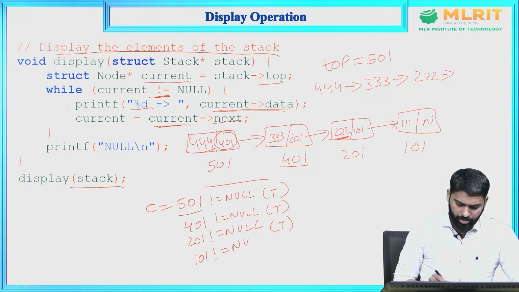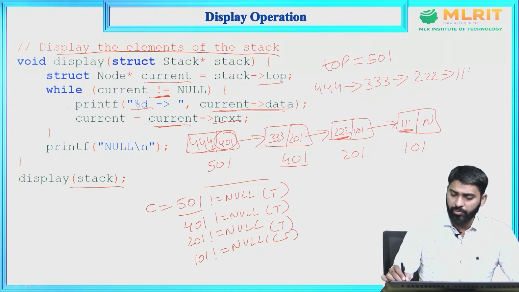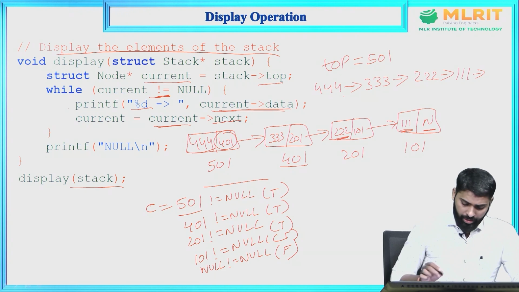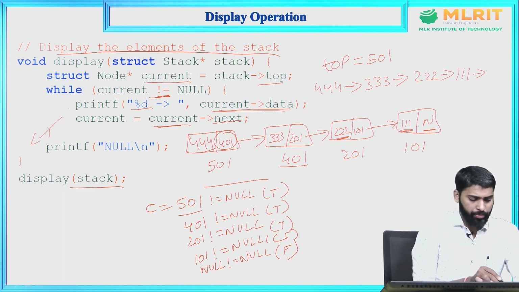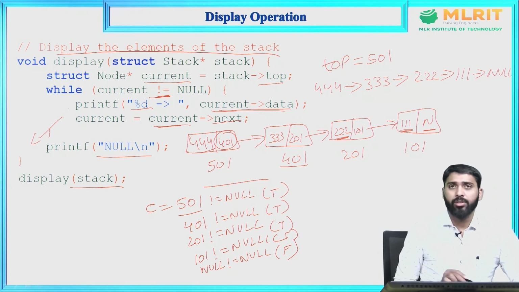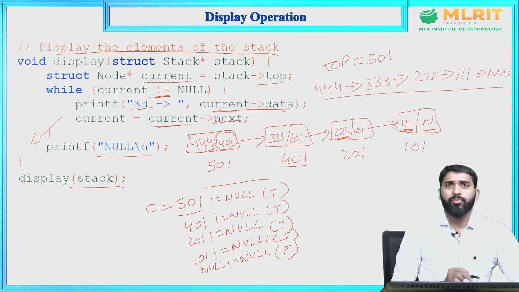101 not equals null, it is true. So again print the data in 101, that is 111. So next update current with 101 arrow next, that is null here. So null not equals null is false. So now we terminate the loop, okay, and print null here. That's it. So this is the output. So 444, 333, 222, 111, null. Okay. So this is how we are going to display elements in stack using linked list.